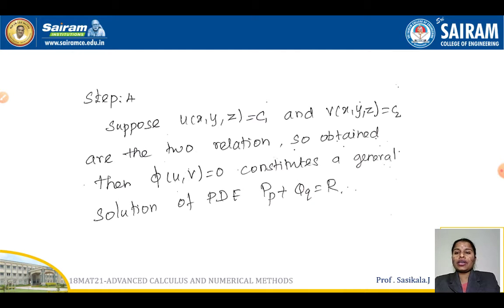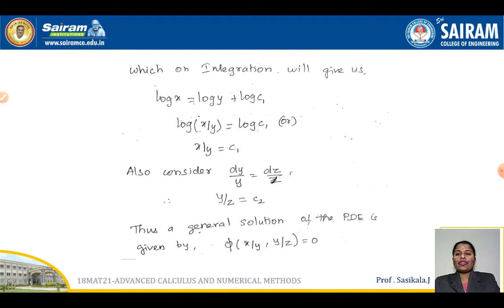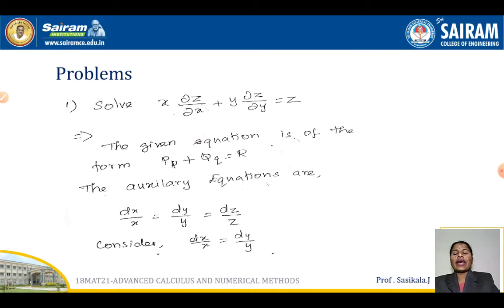So, we'll go with the first problem. Solve x into dou z by dou x plus y into dou z by dou y is equal to z.